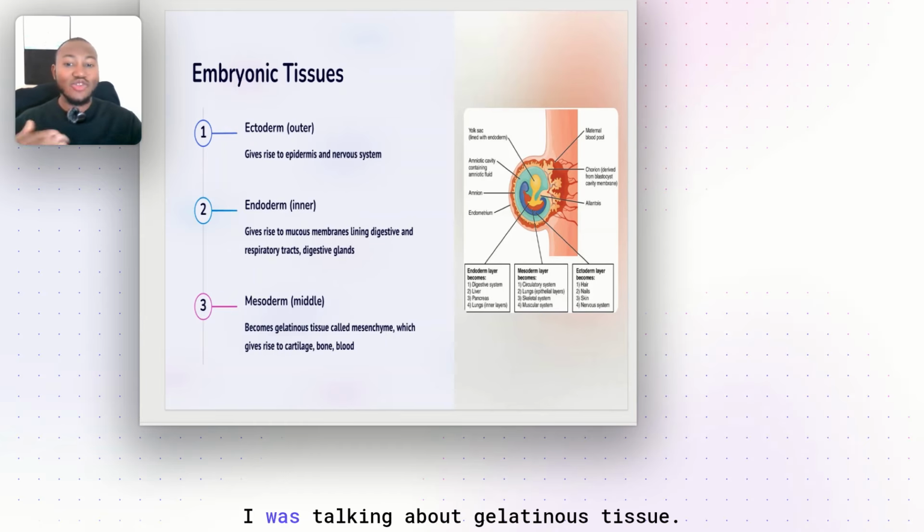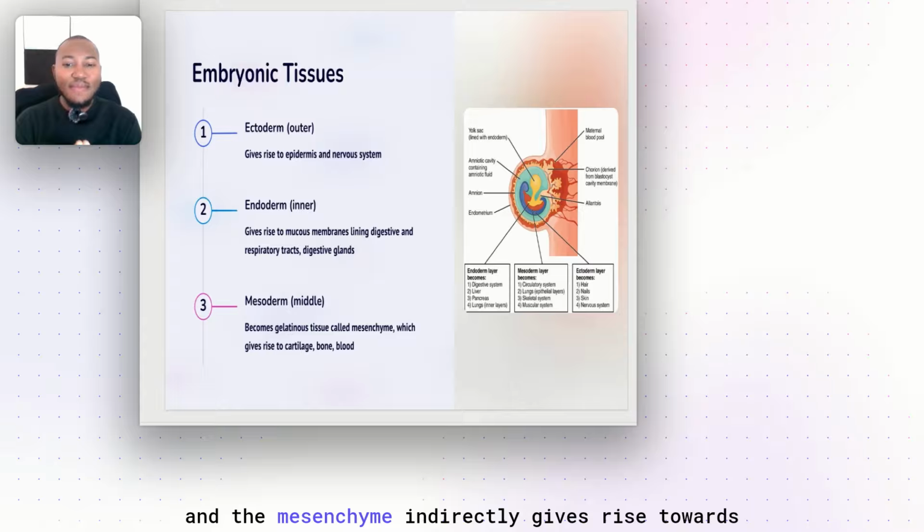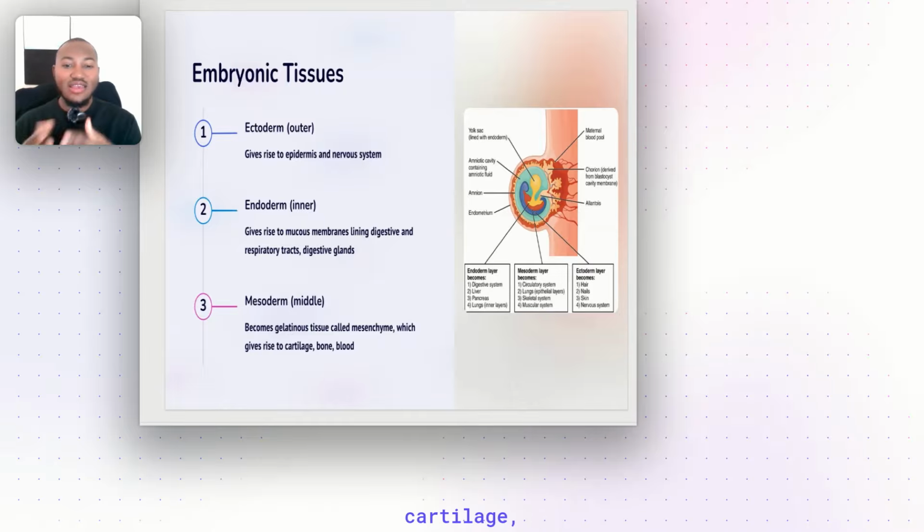There's a question like this. I was talking about gelatinous tissue. What is that gelatinous tissue called? Mesenchyme. What does it give rise to? Cartilage, bone, blood. So mesoderm, which is the middle, gives rise to mesenchyme, and the mesenchyme indirectly gives rise to what? Cartilage, bone, and blood. That's BBC. BBC. All right?